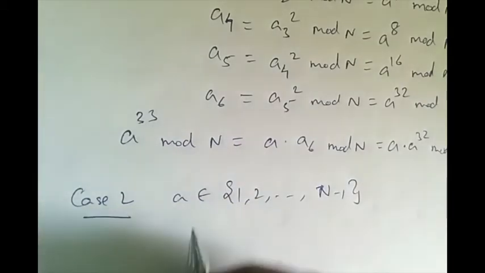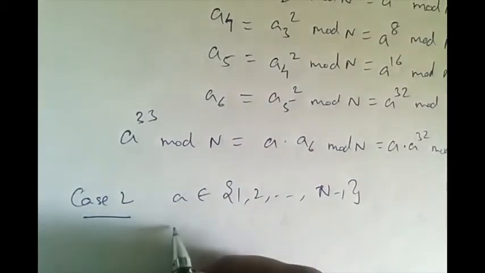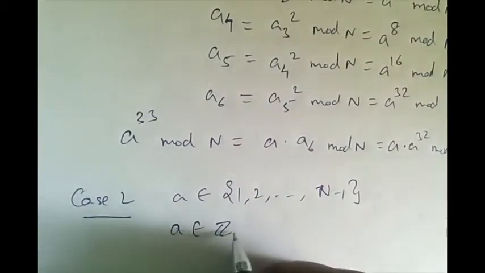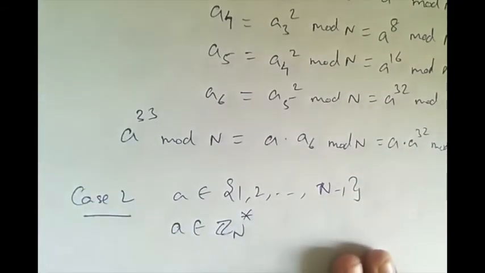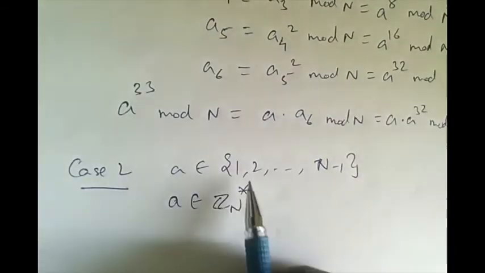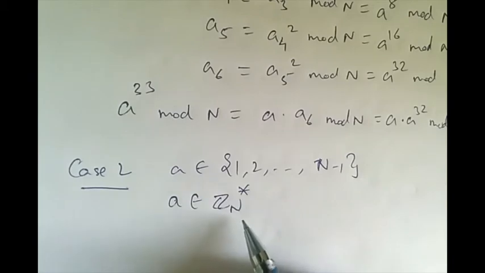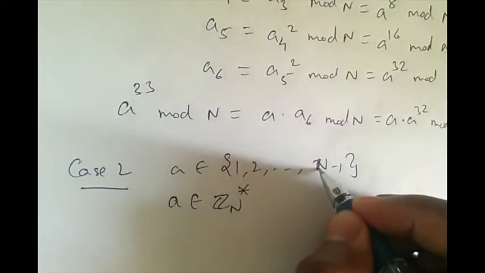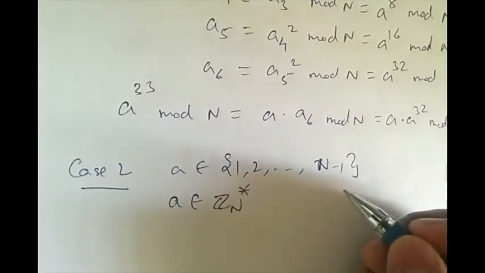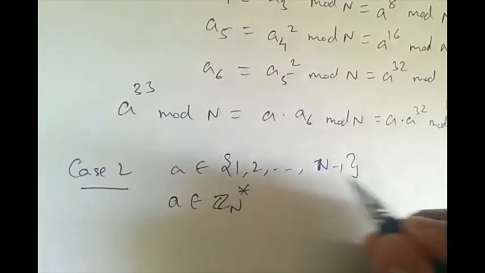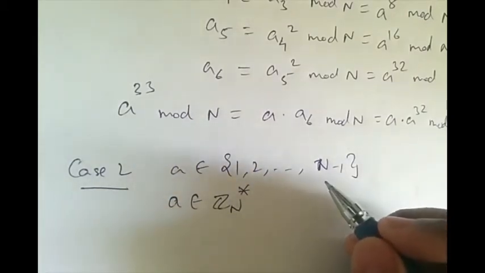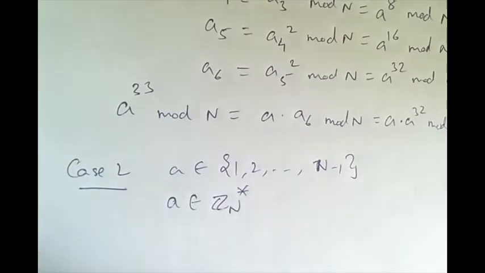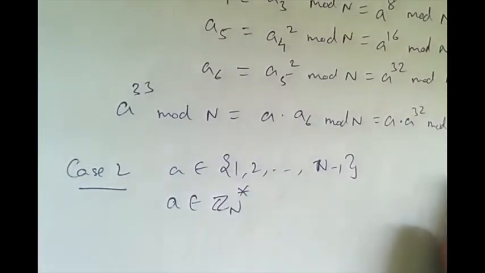And case 1 was A was not in Zn star. But what happens if A is in Zn star? And why is this case more important? Because we argued that most of the integers in this range will fall in Zn star. The fraction of elements in this set which are not in Zn star is very small. So most of the elements will be in Zn star. So what happens to this? So now if we calculate A raised to n minus 1, what am I going to get?